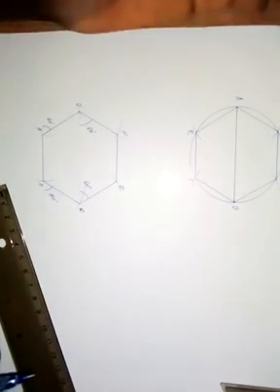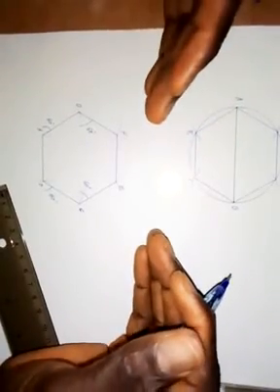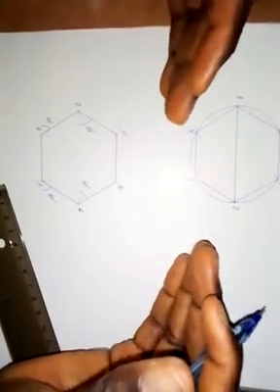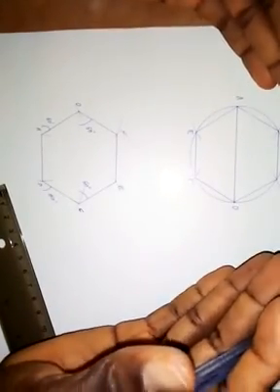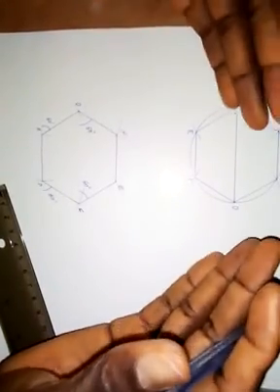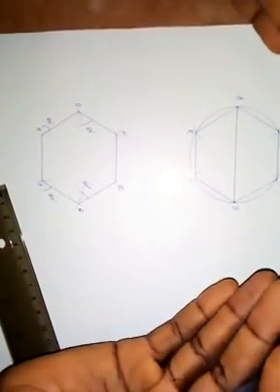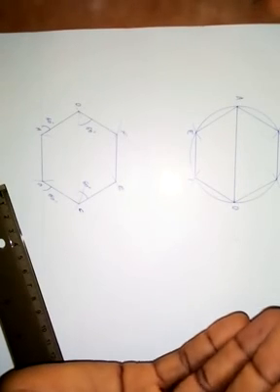So this is how to construct a hexagon with the use of your 60-degree set square. The first one that we did is that we constructed a hexagon given the length of a side and we used a circle to construct it. So it's as simple as explained here.